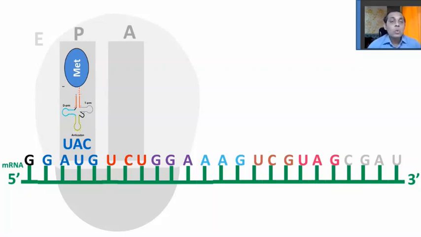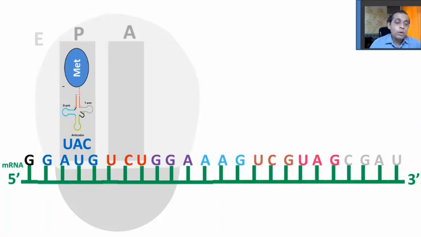Now, second onwards, all are going to enter from the A site. Remember, the A site is named after the aminoacyl tRNA complexes because they enter from the A site. P site is named as P site because it is responsible for making the peptide bond, that is because of the enzyme peptidyl transferase. And E site is responsible for the exit of the tRNA after transfer of amino acid.